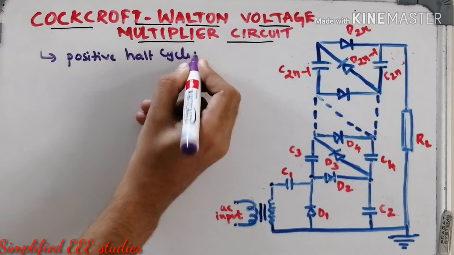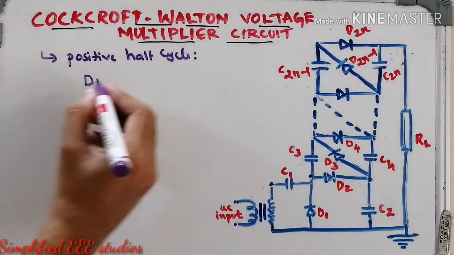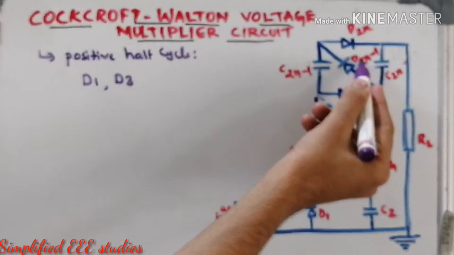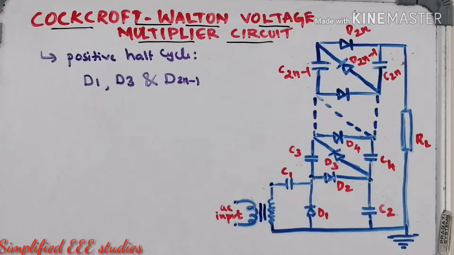During the positive half cycle, let us see what observations we can make. During the positive half cycle, diode D1, where is diode D1? Then diode D3, and diode D2 and diode D3 are getting operated. Alright.